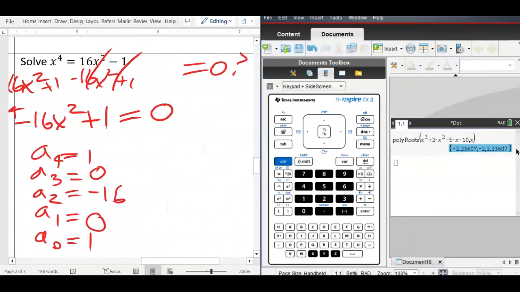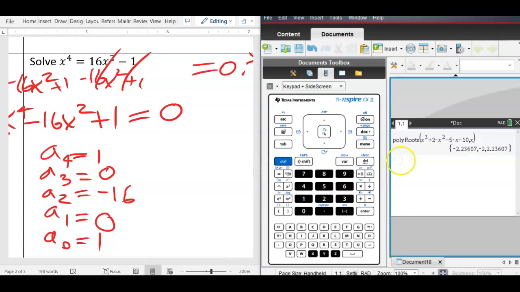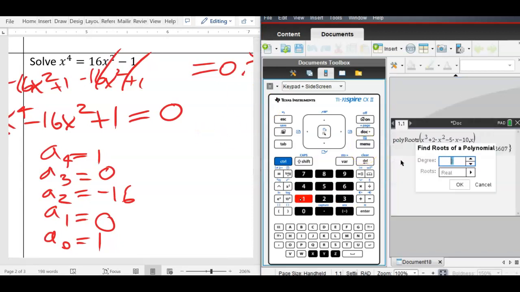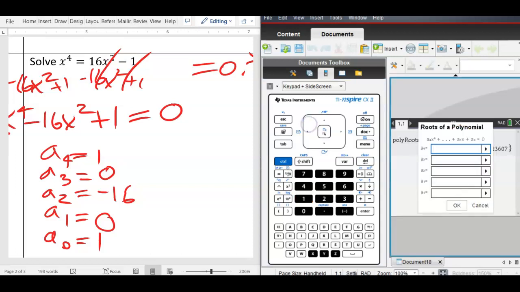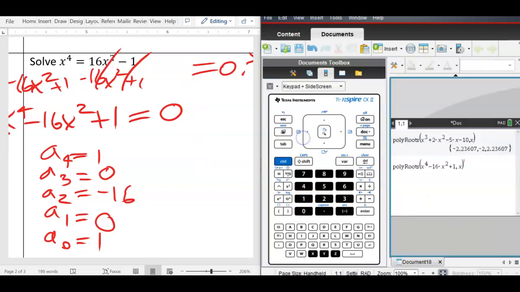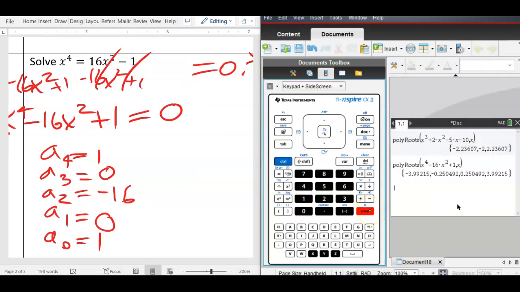Can you type in that stuff? So when you press menu 331, what is my degree here? 4. Type them in. 1, tab, 0, tab, negative 16, tab, 0, tab, 1. And when you hit enter, you should get 4 different answers.